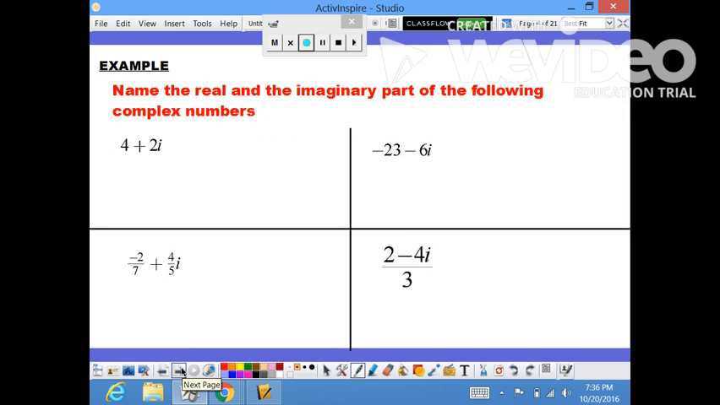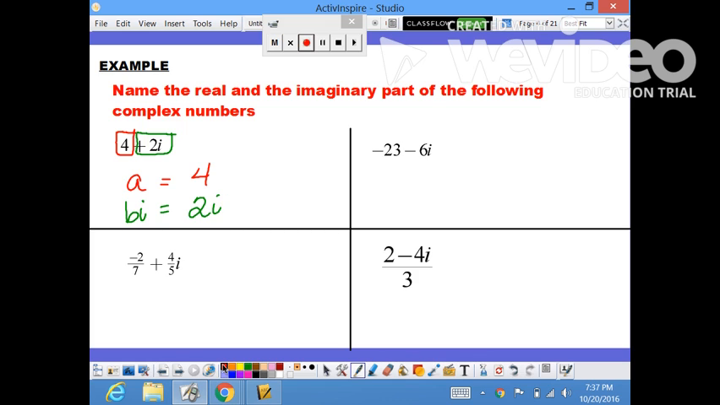When we write complex or imaginary numbers, we want to write them in the form of a plus bi. So here are a couple examples. Name the real and the imaginary part of the following complex numbers. For the first one, we have 4 plus 2i. So you can put a box around the 4 in red, and in green, we're going to put a box around the 2i. All right, so if we want to name this, that means a equals 4, and our bi, or our imaginary part, is 2i.